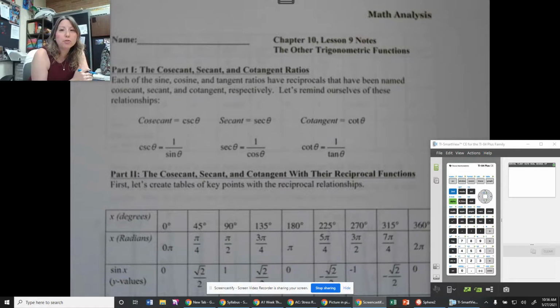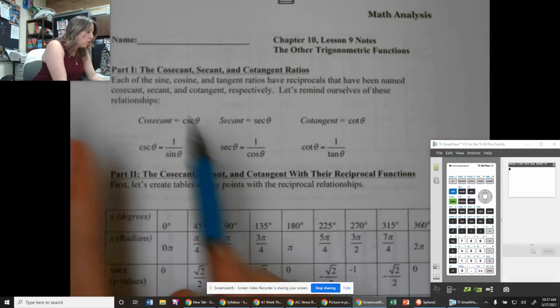Rationalizers. Welcome to your Chapter 10, Lesson 9 notes. Continuing to talk about the other trigonometric functions. So this time we'll take those new ratios that are inverses of sine, cosine, and tangent, and now we're going to turn them into the inverse functions of sine, cosine, and tangent. So it's very interesting how this all kind of comes together.